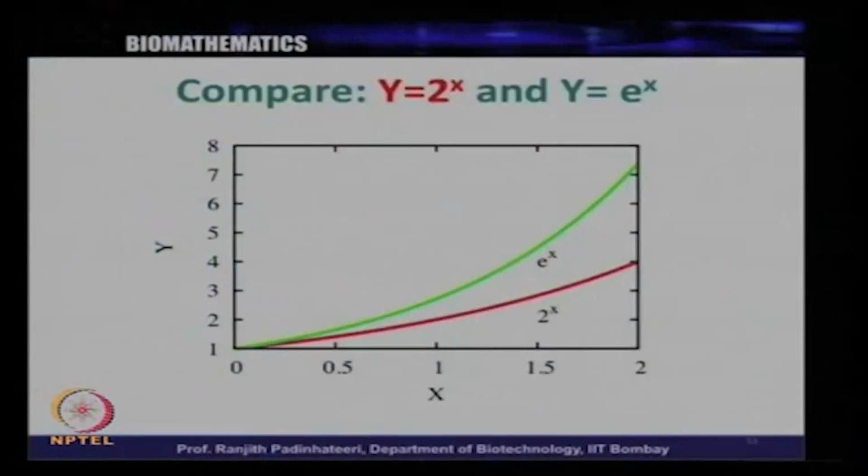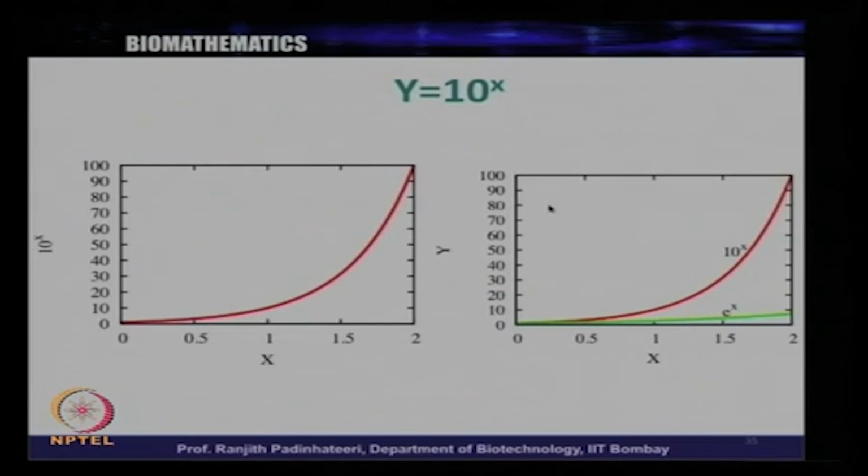Now you can think of some other function, 10 power x, y equal to 10 power x. You could have any number: 3 power x, 4 power x, 5 power x. They all look like increasing functions, and you see here 10 power x is this red curve, and when you compare with e power x, it grows much faster.